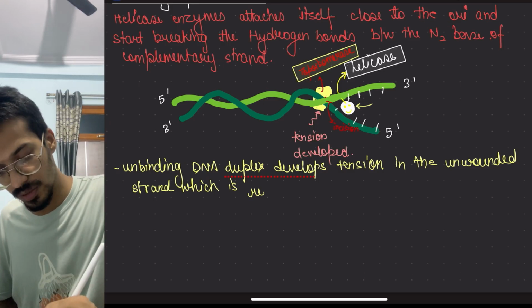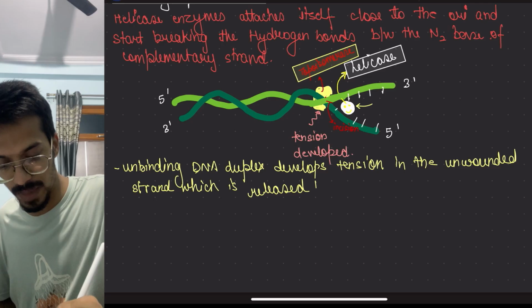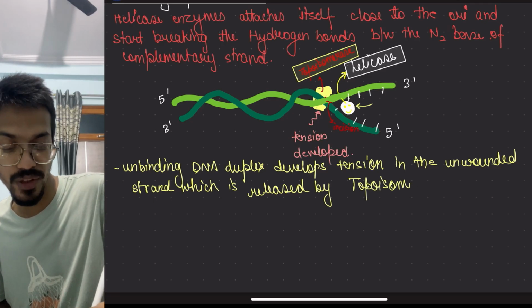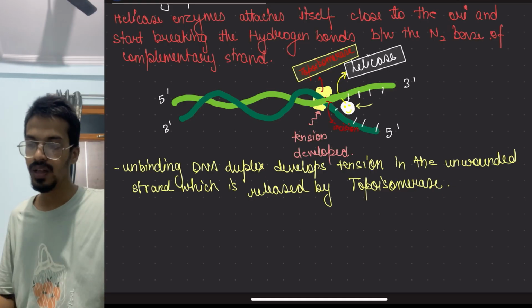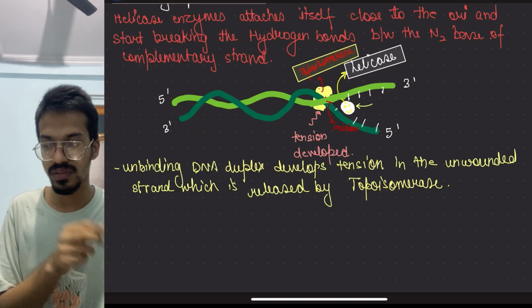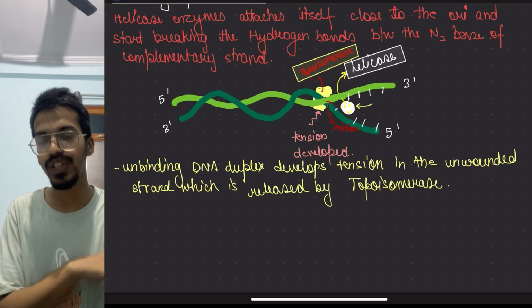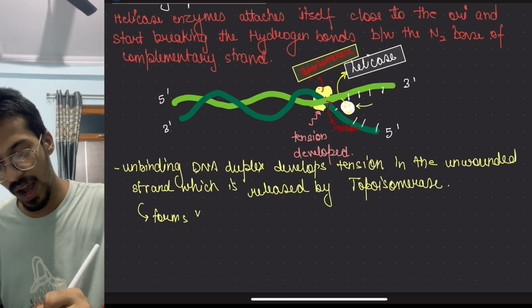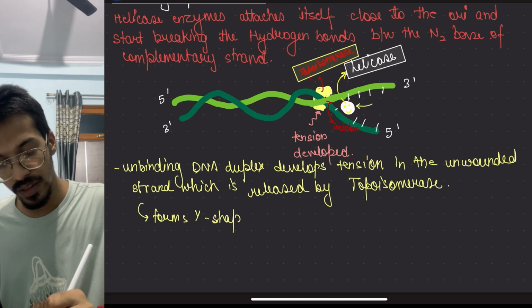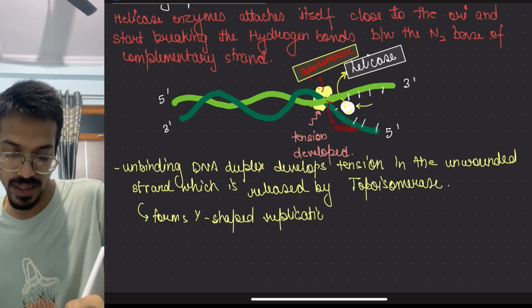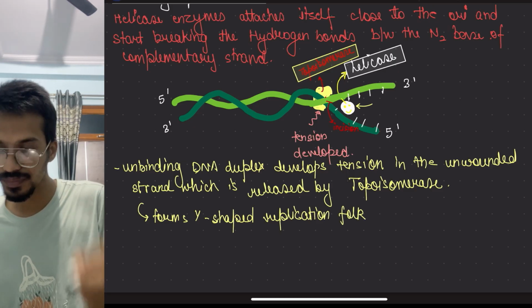Which is released by topoisomerase, and in prokaryotes it is called gyrase. But what does it do? By making a small cut, and forming a Y-shaped replication fork. It forms a Y-shaped replication fork.